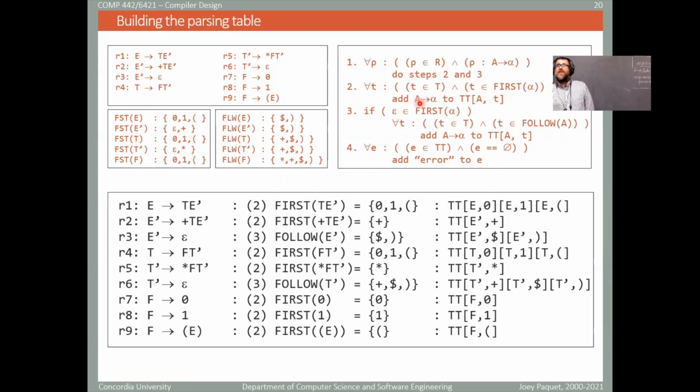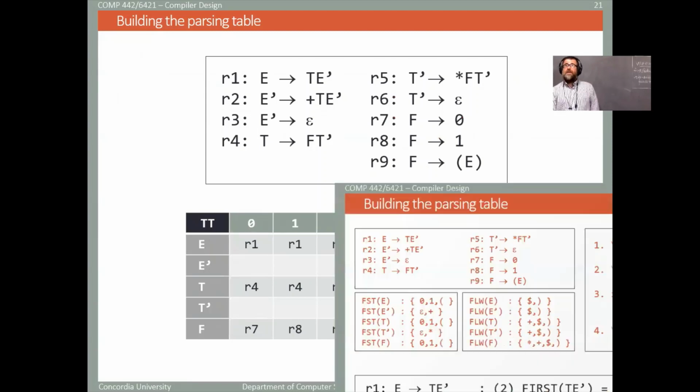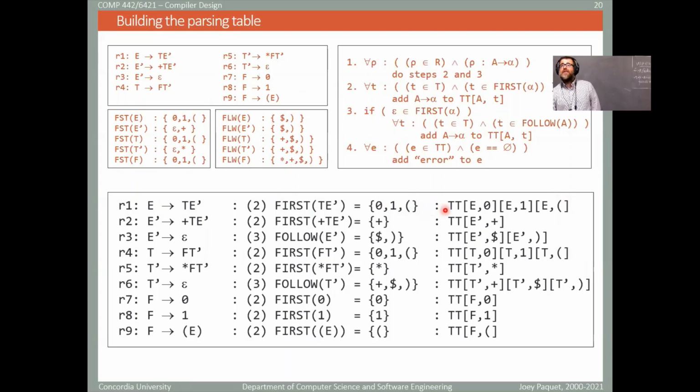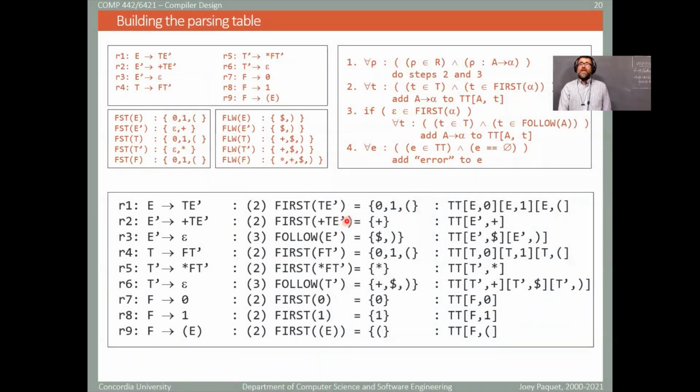So this rule says if that's the case, then you add to the table the entries at the coordinates A, for each terminal in first of alpha, here 0, 1 and open parenthesis. So I add to the table TT of E,0, TT of E,1, and TT of E, open parenthesis, where E is the non-terminal I'm currently processing for this rule. So I put R1 in TE0, TE1, and TE open parenthesis. So R1 is in E0, E1, and E open parenthesis. So that's it for this rule.